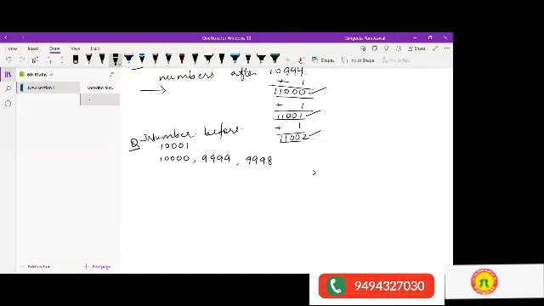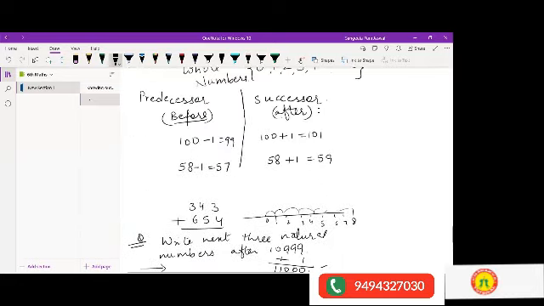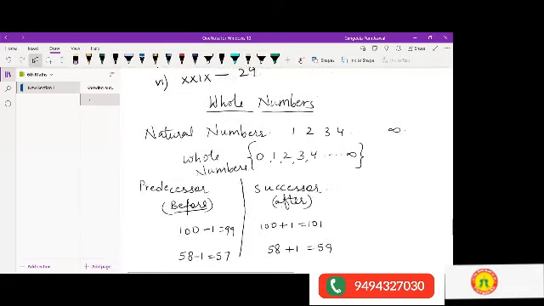Yes, ma'am. Okay. Which is the smallest whole number, Bhavesh? Ma'am, 1. Which is the smallest whole number? See, 0. Here we were saying, whole numbers start from 0 onwards. So which is the smallest whole number? 0. Yes.